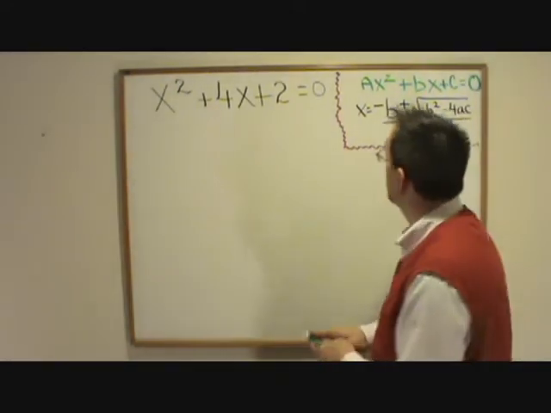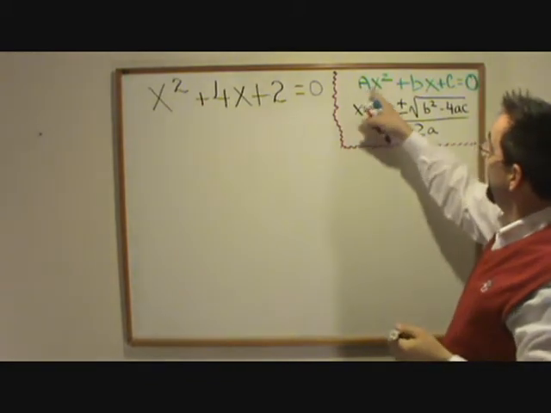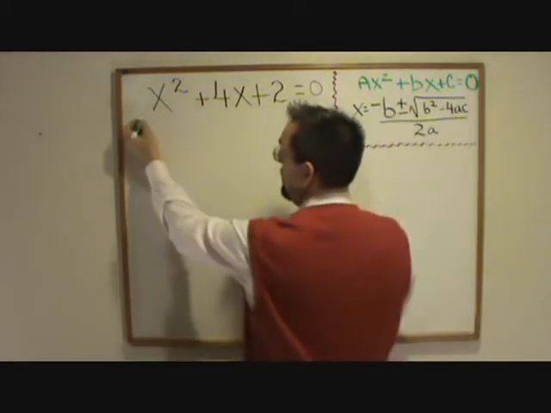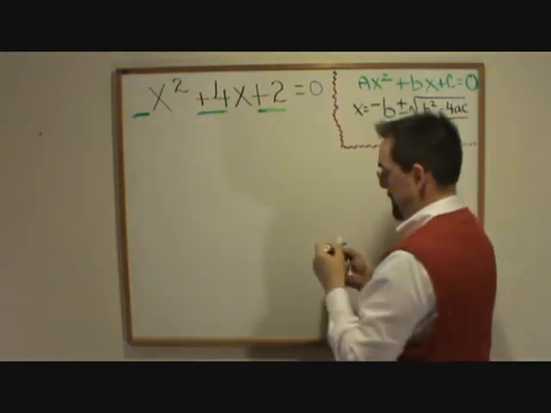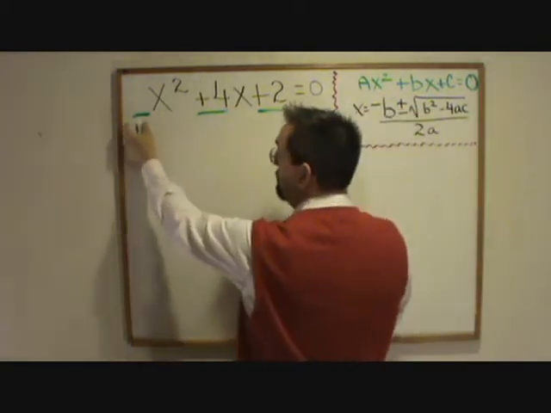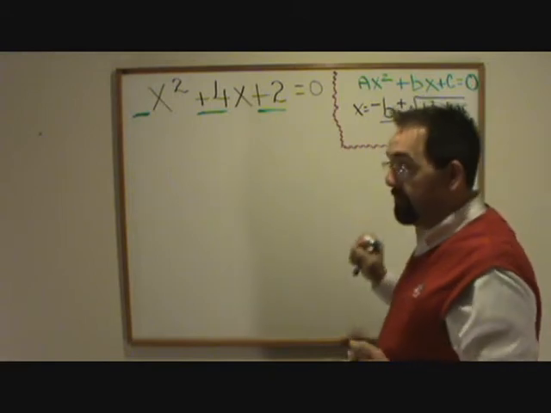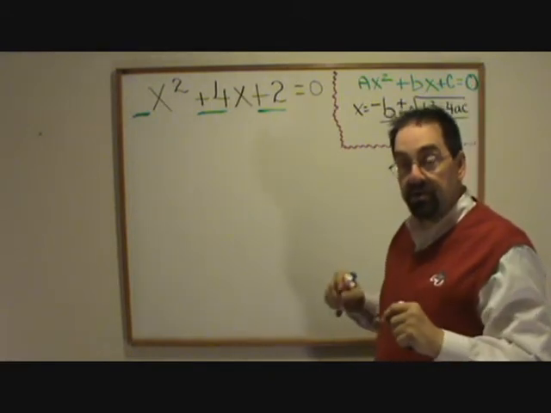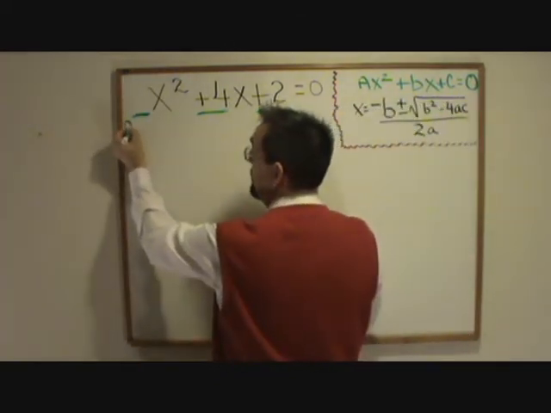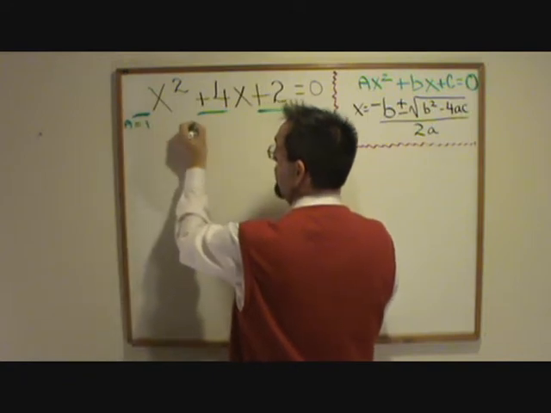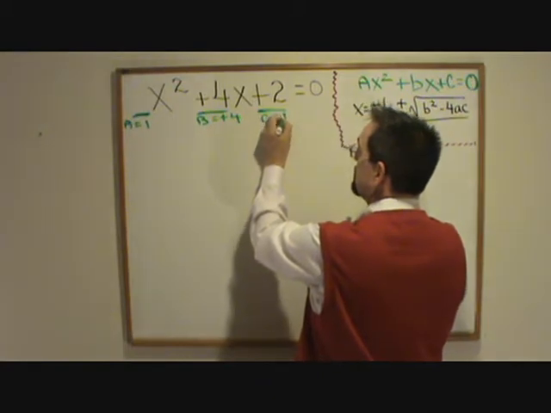Let's get started. The first thing I need is to find what the values of a, b, and c are. A, b, c. Make sure that when you label these, you include the sign. One of the most common places to make mistakes in using the quadratic formula is in the pluses and minuses. So a equals 1, b equals positive 4, and c equals positive 2.